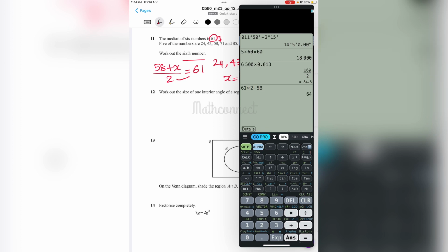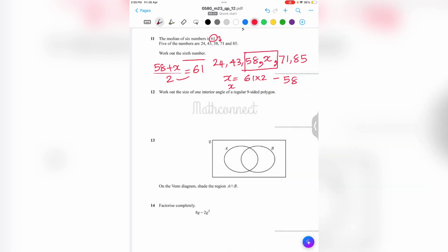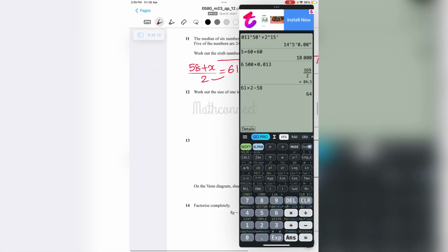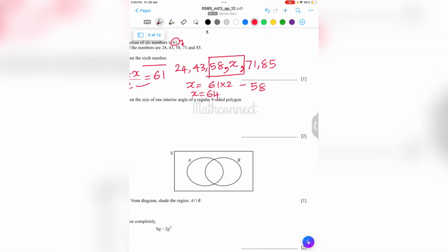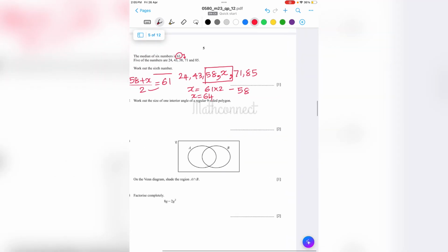That will give us the answer is 64. So the value of x is 64. Yeah, 64. So you can write the answer is 64.